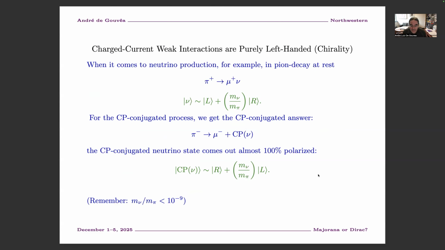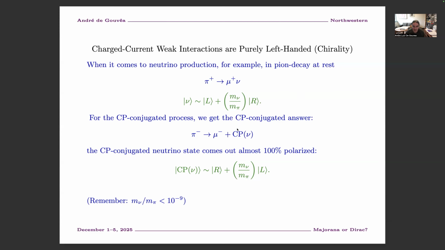We can now talk about neutrino production, let's say in pion decay. The story is the same. It's a weak interaction process. That means when a pi plus decays, a neutrino comes out, and that neutrino will be mostly left-handed helicity. And if I'm calculating this in the pi rest frame, there's a tiny probability that you get a neutrino with a different helicity.